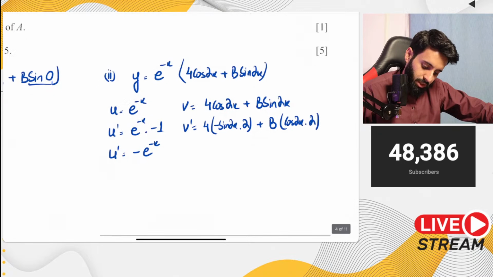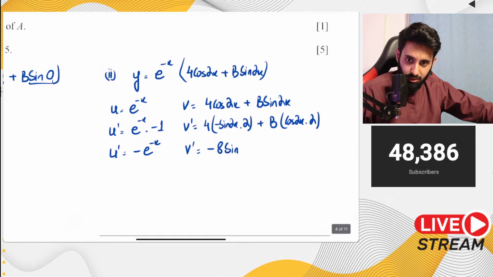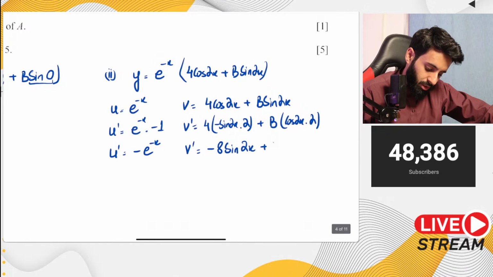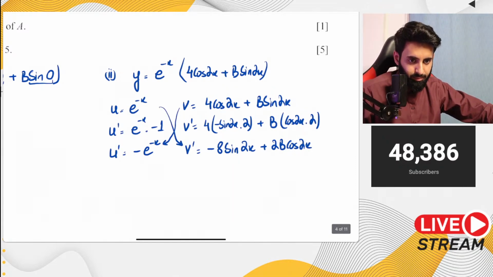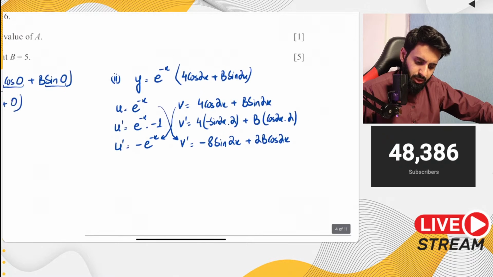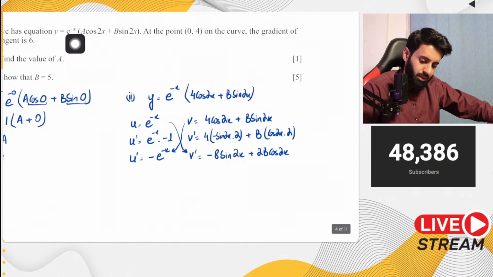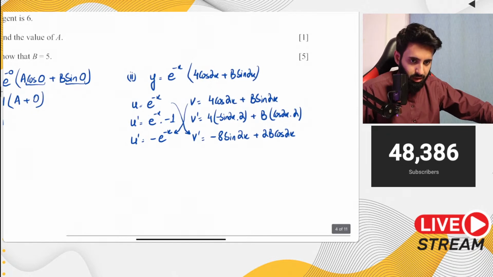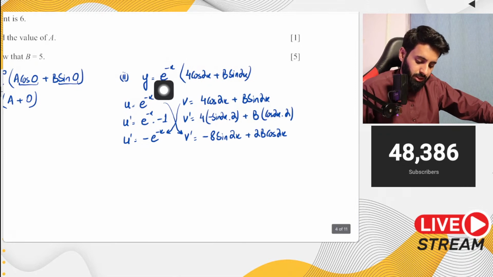Okay. So now it's best that you simplify this a little. So this becomes minus 8 sine 2x plus 2b cos 2x. So vu prime plus uv prime. The quotient rule wouldn't be used here, unless you're planning on making e to the power minus x into positive e to the power x by taking it into the denominator. Then yeah, you could say that, but other than that, I would suggest that you use the product rule.